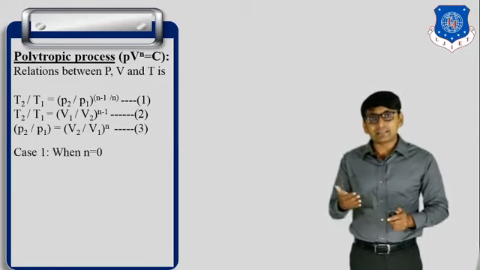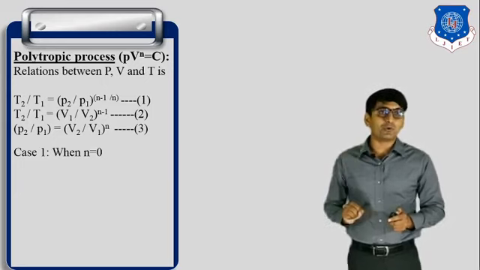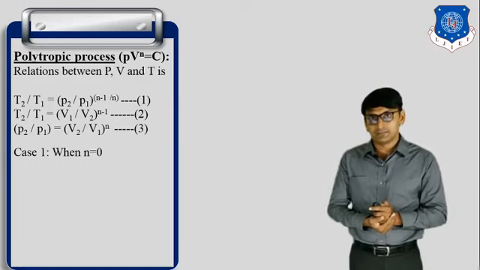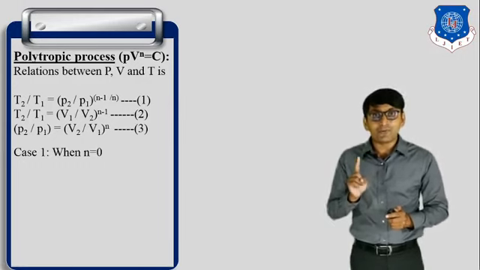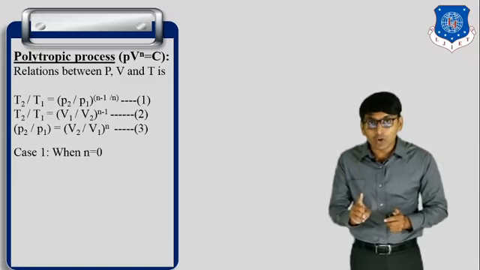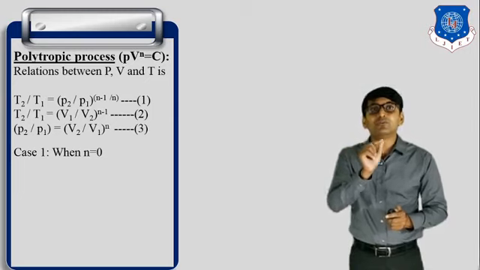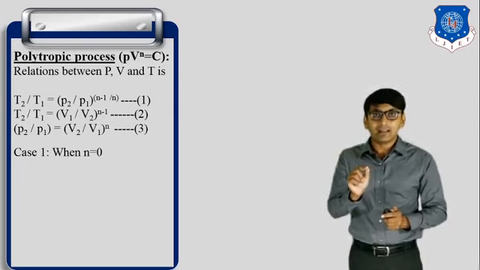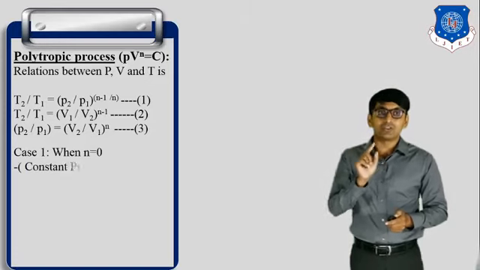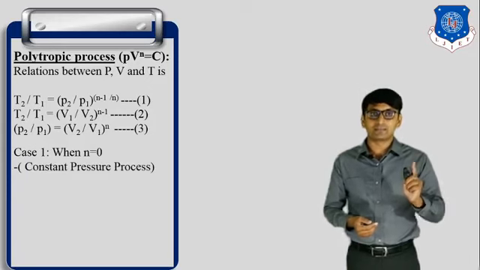Now we have to discuss some cases for the polytropic process. Case number 1: when n is equal to 0. In the formula PV^n = C, if we put n = 0, then P is equal to constant. So that is a constant pressure process.